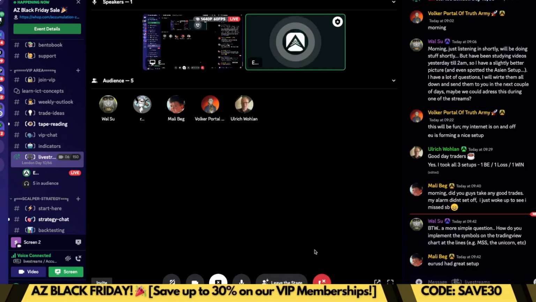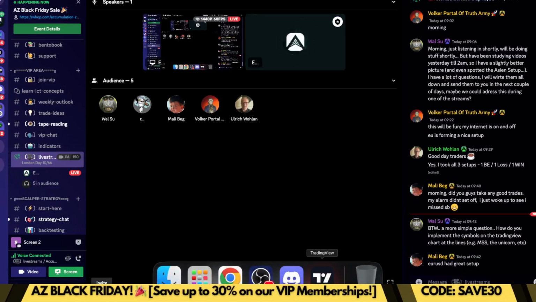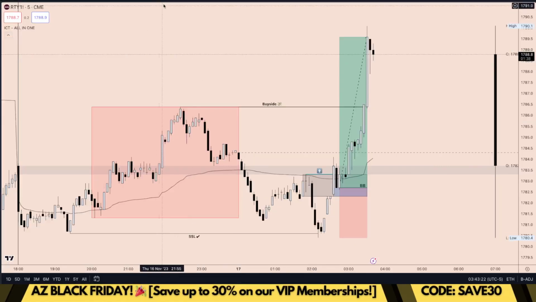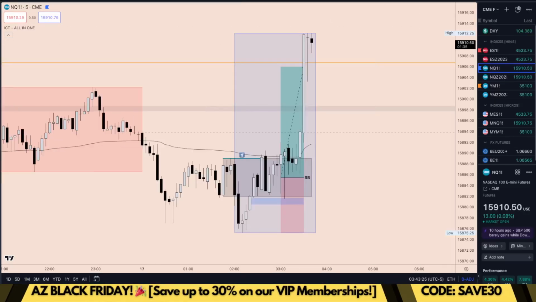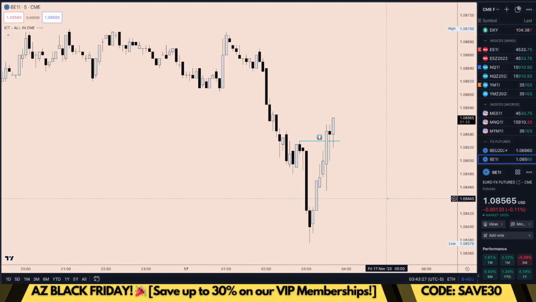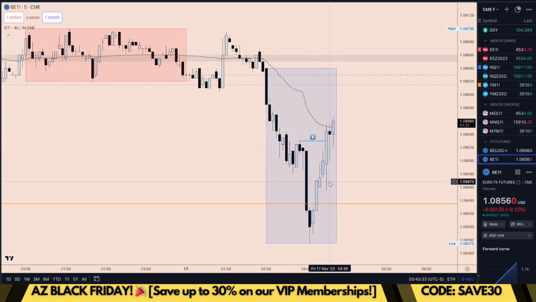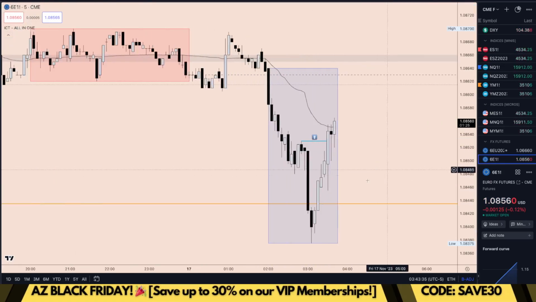That's all done. Let's see if we have any more questions. Yeah, we looked at EURUSD as well. Right here, let's take a look at that. Market structure shift came in right here, took out the previous day's low. This would have been the anticipation entry.